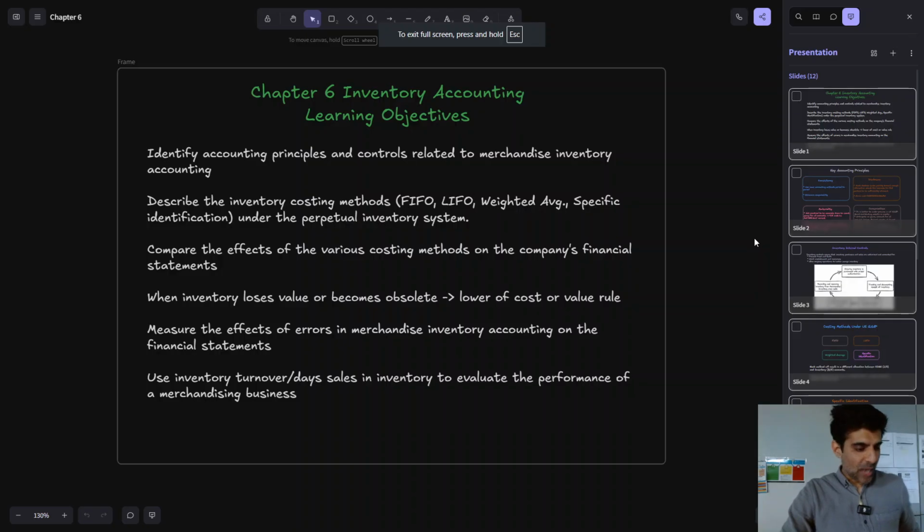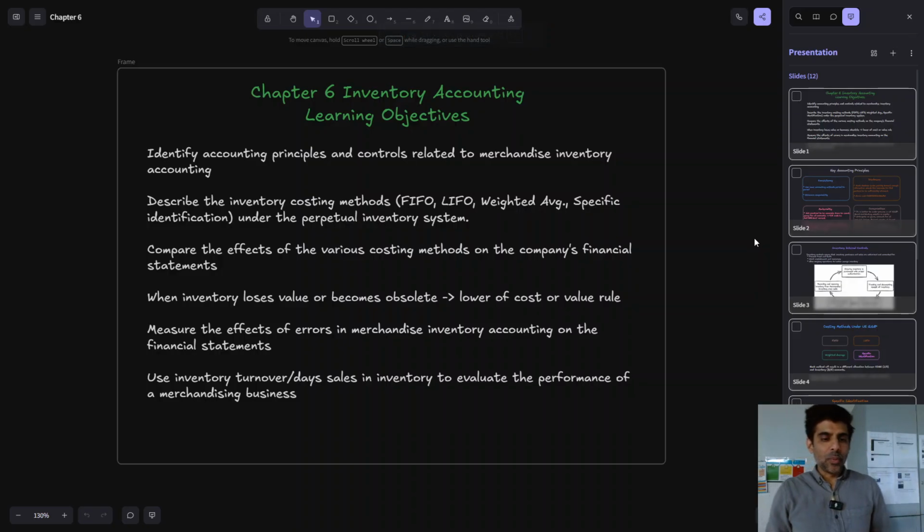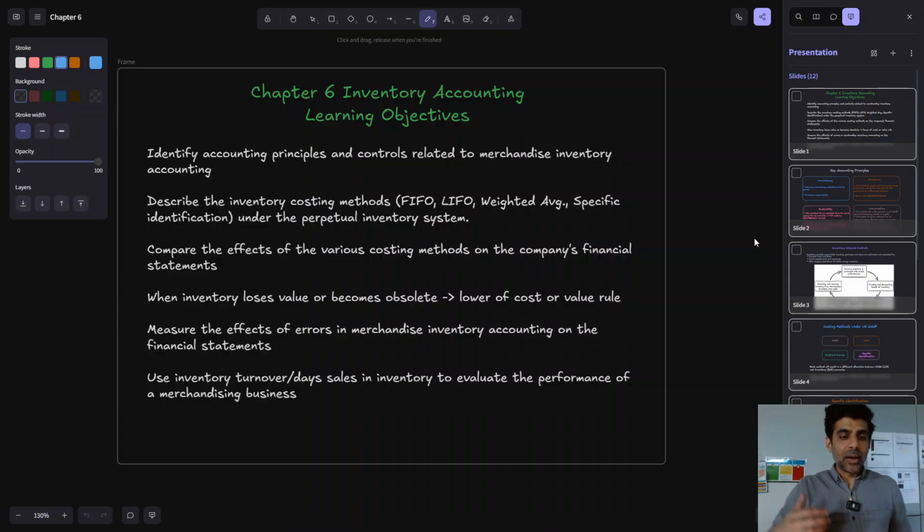Okay, so chapter 6, we're going to stay focused on merchandising businesses, but we're now going to double click on one particular aspect of what we were doing in chapter 5, and it's going to relate to how we do the accounting for inventory.